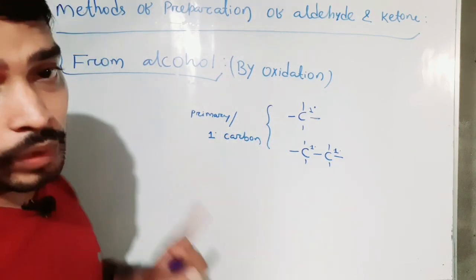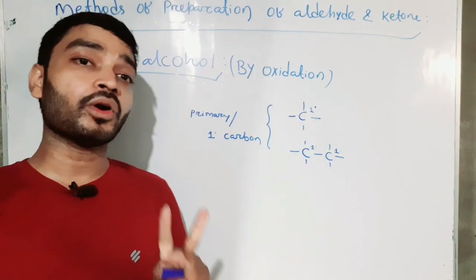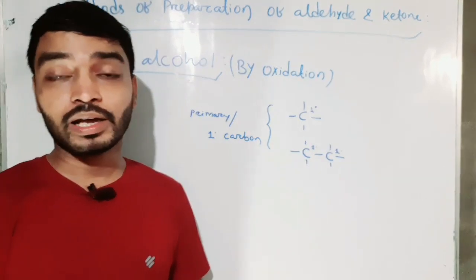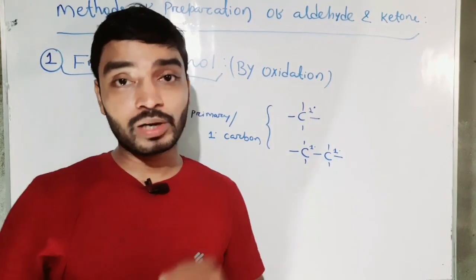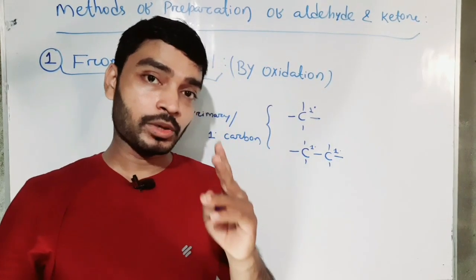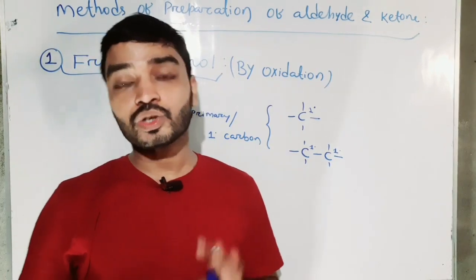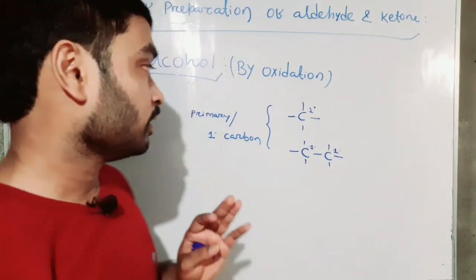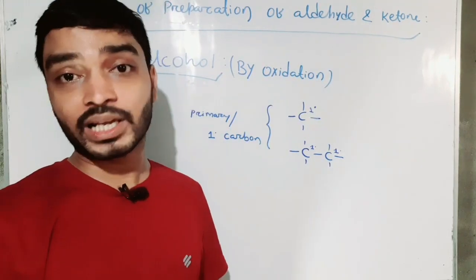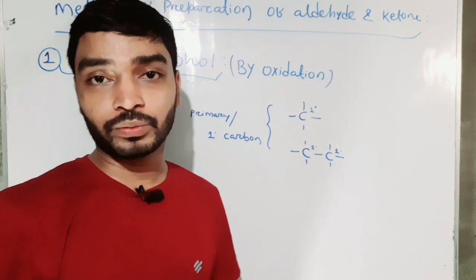Similarly, if one carbon atom is bonded directly with two other carbon atoms, then such carbon is called a secondary carbon atom. In a similar way, if a carbon is bonded directly with 3 carbon atoms, then that carbon is called a tertiary carbon. And if a carbon is surrounded by 4 other carbon atoms directly, then such carbon is called a quaternary carbon.